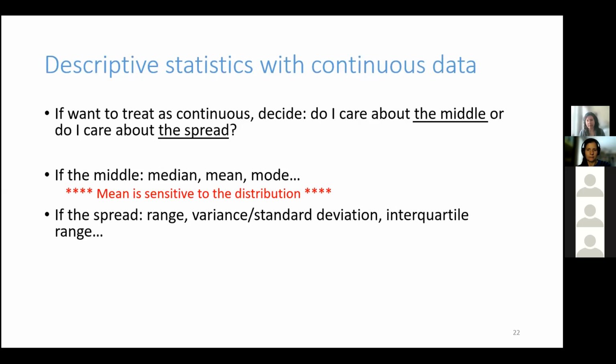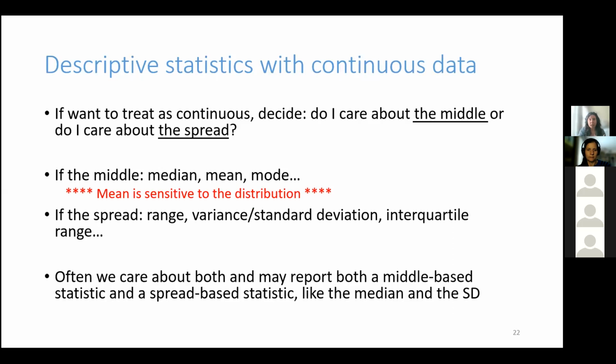So there are various statistics. Generally speaking, people care about both and report a middle-based statistic and a spread-based statistic. They'll report the median and the standard deviation, both to give people a sense of what the center looks like, what's the most common thing, what's the middle, and how applicable is that? How fat is my distribution? So often you'll see a middle-based number and a spread-based number when people report descriptive statistics with continuous data.